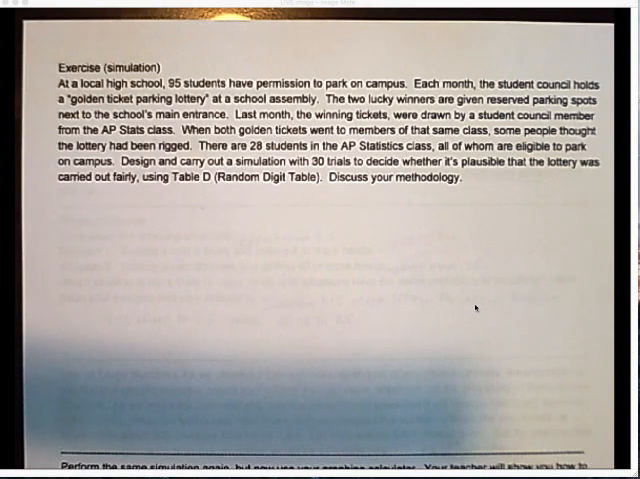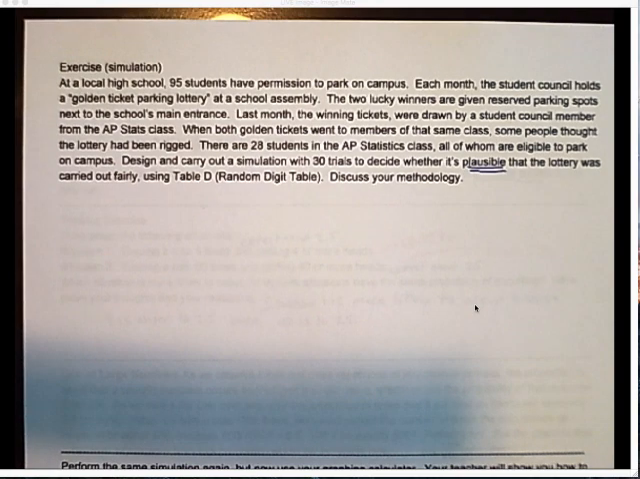Last month, the winning tickets were drawn by a student council member from the AP Stats class. When both golden tickets went to members of that same class, the AP Stats class, some people thought the lottery had been rigged. There are 28 students in the AP Statistics class, all of whom are eligible to park on campus. It says design and carry out a simulation with 30 trials, decide whether it's plausible that the lottery was carried out fairly using table D.